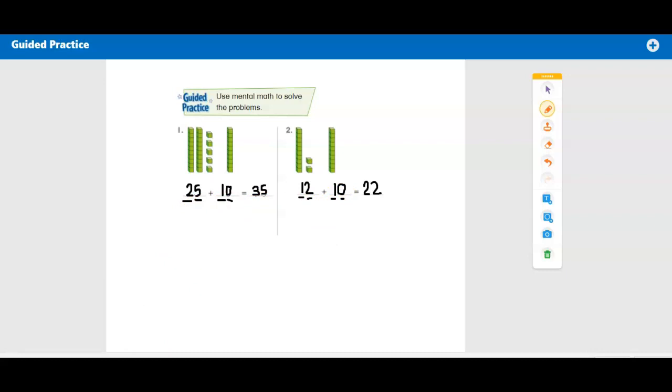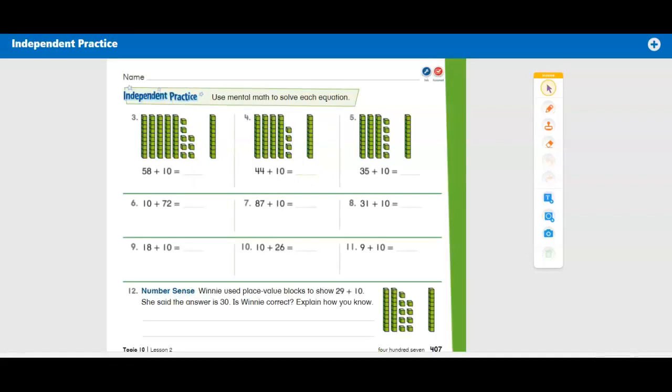Let's look at your independent practice to see how they would like for you to use mental math to solve. For your independent practice on page 407, our directions tell us to use mental math to solve each equation. For numbers 3 through 11, you must use mental math to solve the equation that's given to you. Remember that one of the strategies we learned when solving with mental math is to first add the tens and then add the ones.